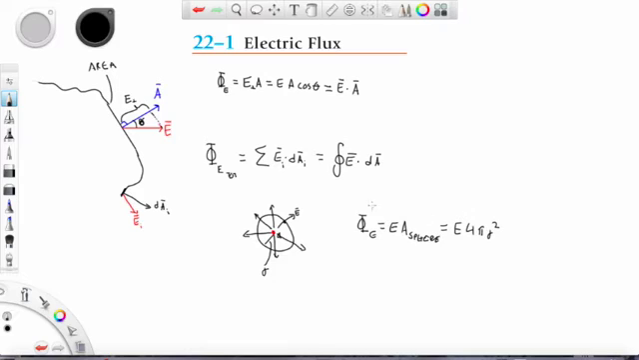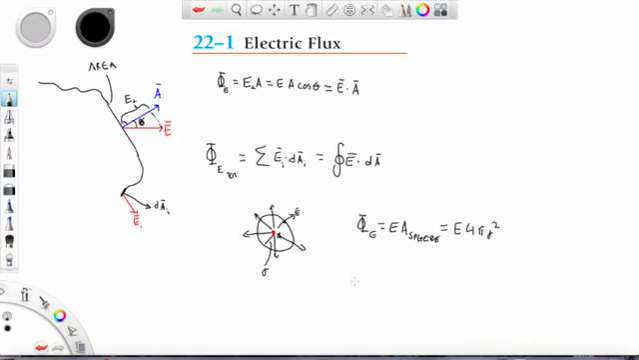So this would be the total electric flux through a sphere that has charge Q contained inside. We will use this method of calculating the electric flux all the time when we are applying Gauss's law, which will be the topic of our next video.